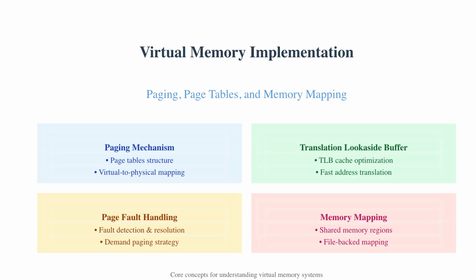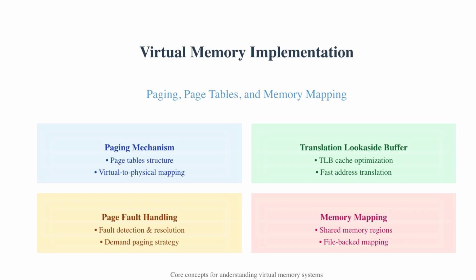Page tables act as lookup directories that map virtual addresses to physical memory locations. Each process maintains its own page table, allowing multiple programs to coexist without interfering with each other's memory space. However, consulting page tables for every memory access would be too slow.